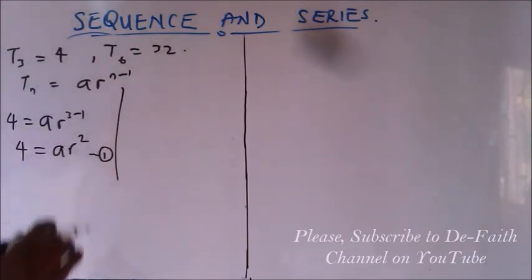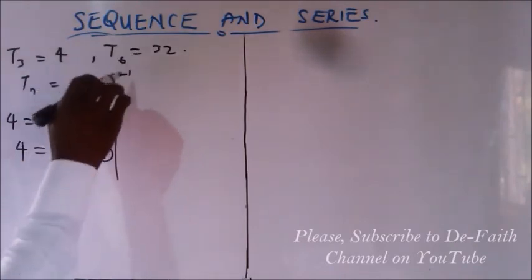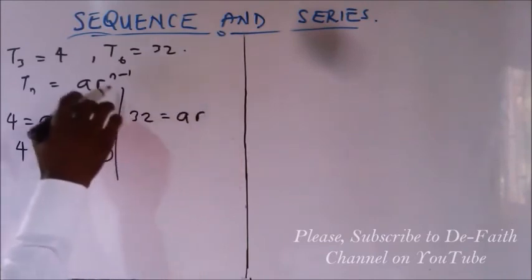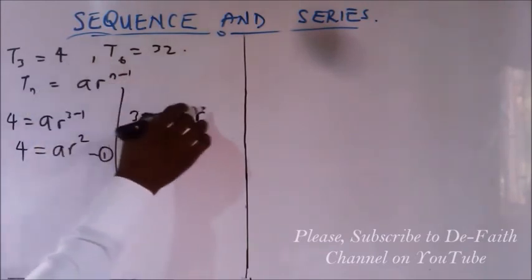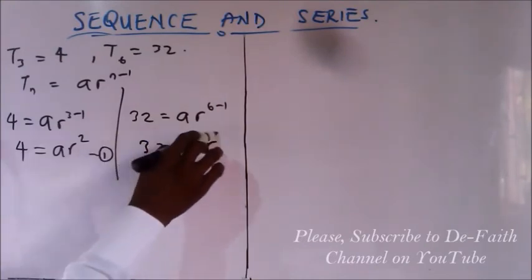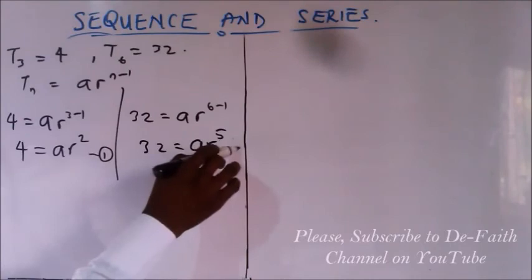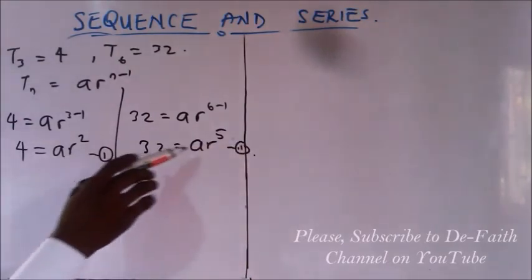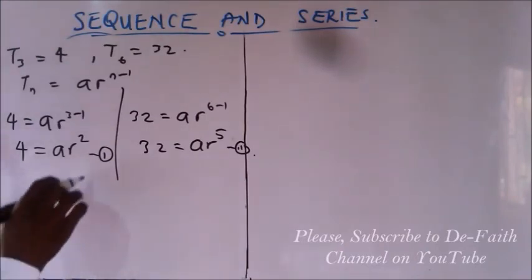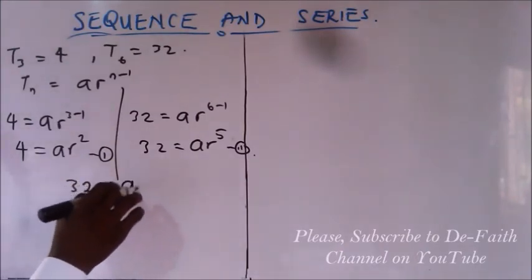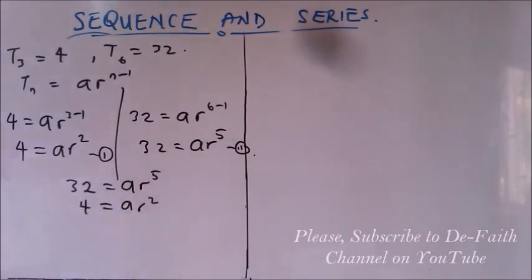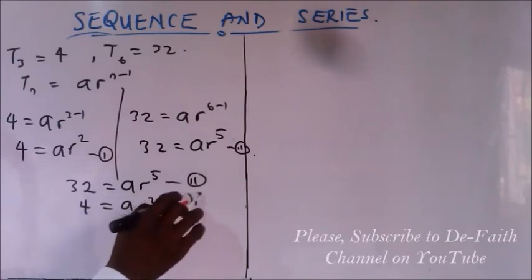Here we'll use this as our equation 1. And next, our T6 is 32, equal to AR^(n-1), which is 6 minus 1. So we have 32 equal to AR raised to power 5. We'll call this equation 2. We have two unknowns here and we have two unknowns here. And so this can be solved simultaneously. It can be solved by having 32 equal to AR raised to power 5 and then 4 equal to AR squared. This equation 2 and this equation 1.